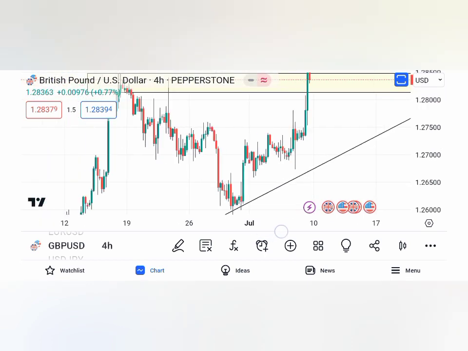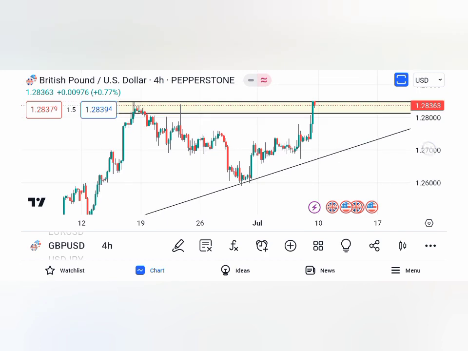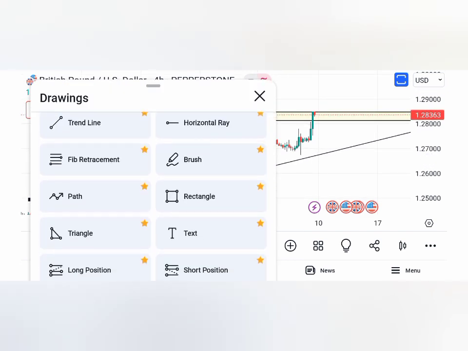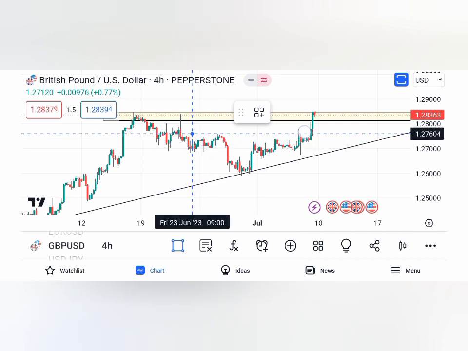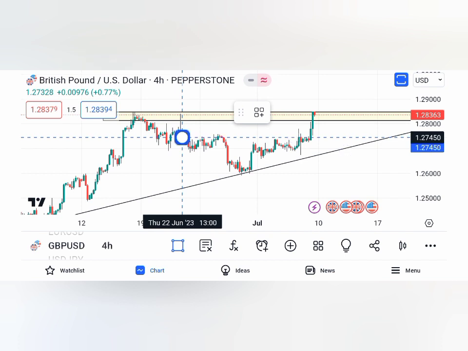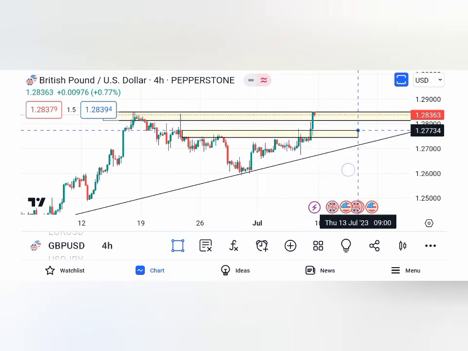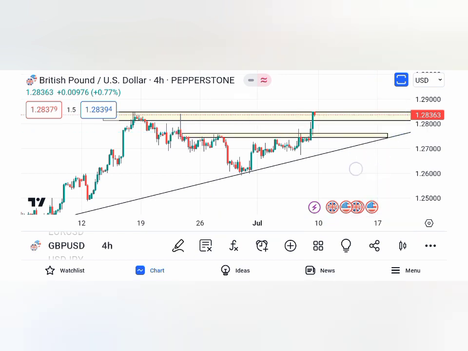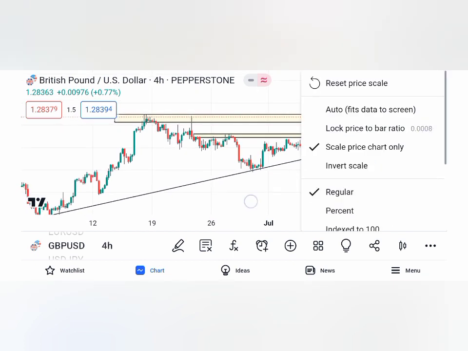Looking at the 4-hour time frame also, you can spot a key level at this very point here. We can also spot this key level here. So now this is what I'm expecting on GBPUSD.